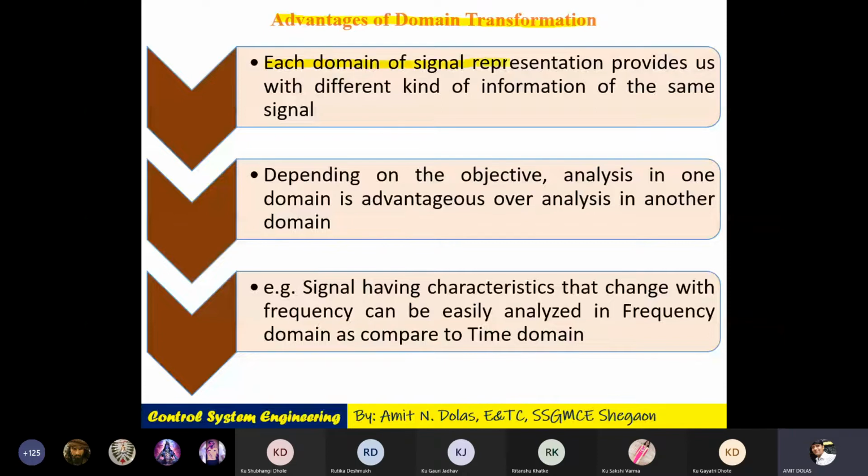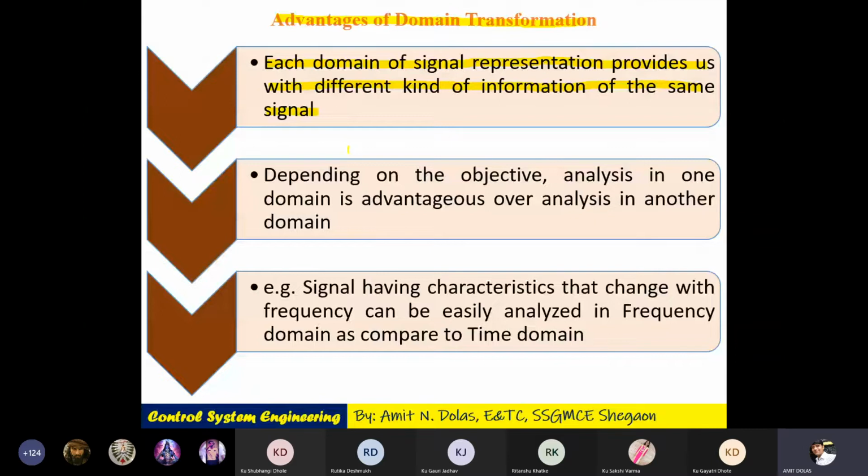So each domain of signal representation provides us with a different kind of information about the same signal. As I mentioned, if I go to the time domain for a particular signal, as I explained earlier, the example we took was x of t equals sin of t plus pi by 3 plus 2 sin of 2t. So this is in the time domain. What we got is the amplitude at each instant of time t.